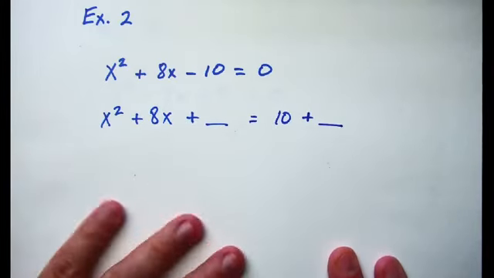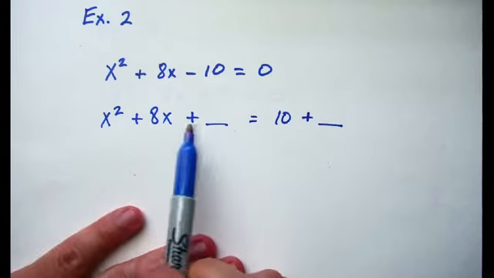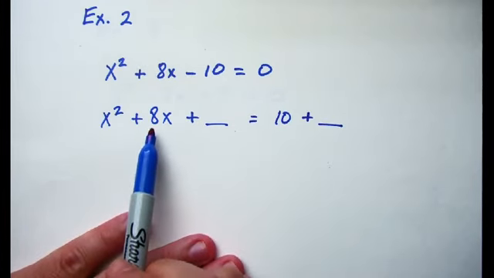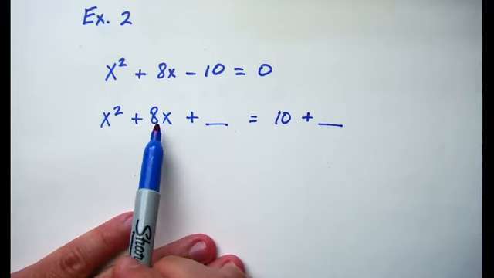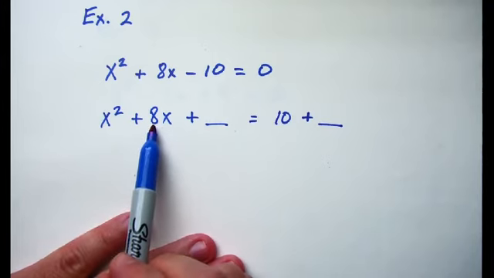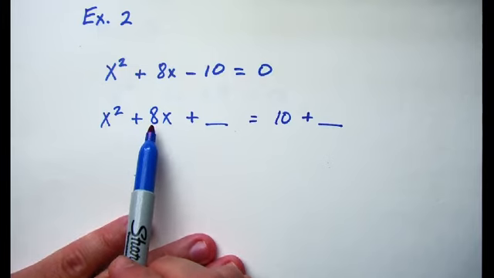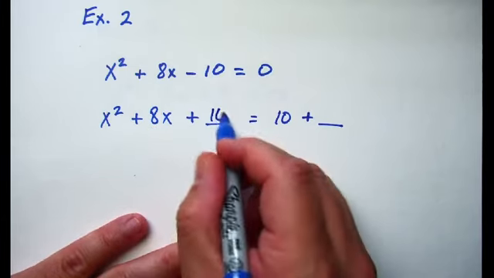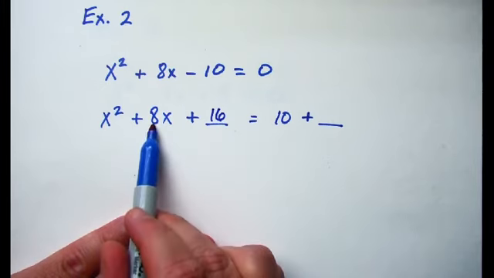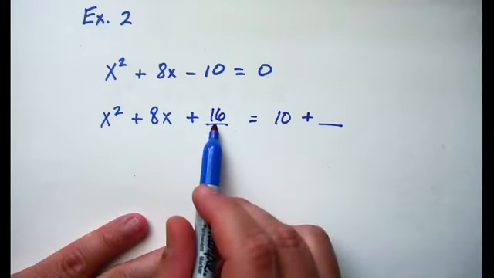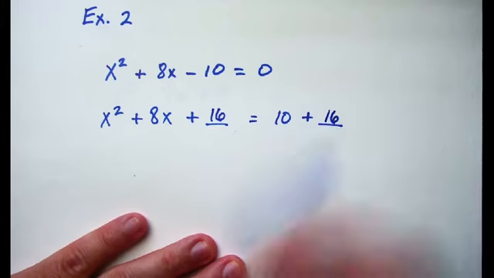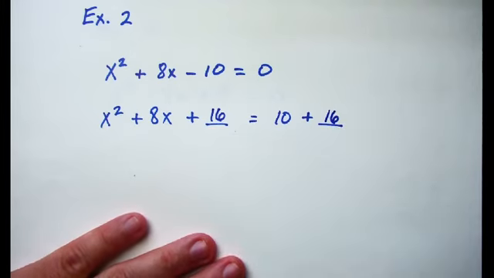Now, let's complete the square. So when we complete the square, again, you take the linear term, that's your middle term right here, and you half it and square it. So half of 8 would be 4, and then 4 squared would be 16. Now if I add 16 here, then I have to add 16 here so I can get a balance.